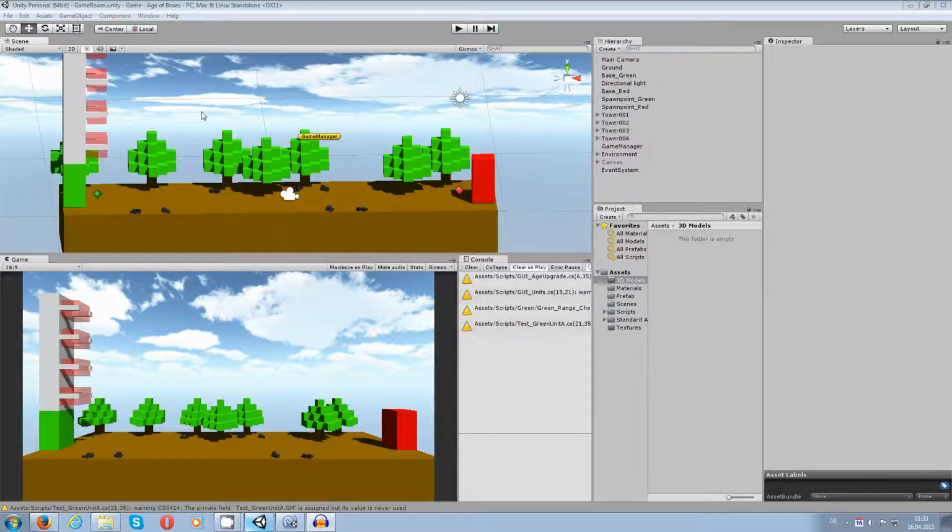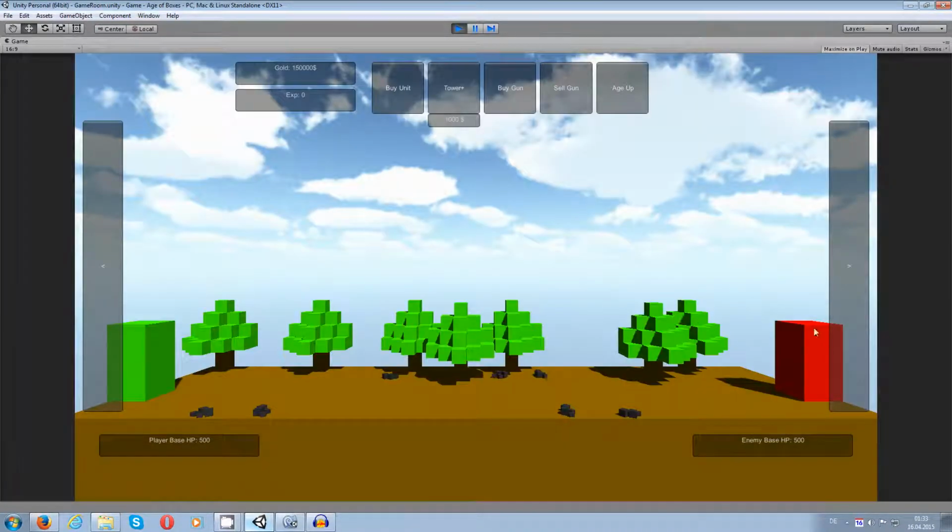Unity project called Age of Boxes. This is going to be a small strategy game where you have to defeat the enemy base with your units and defend your base with your towers. So let's take a look at that.